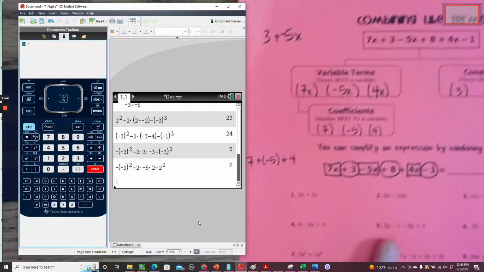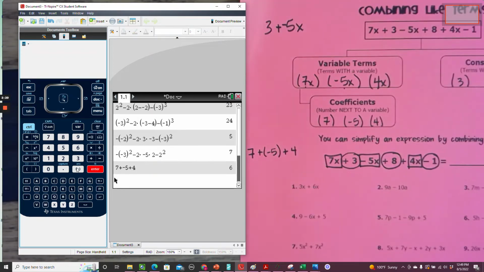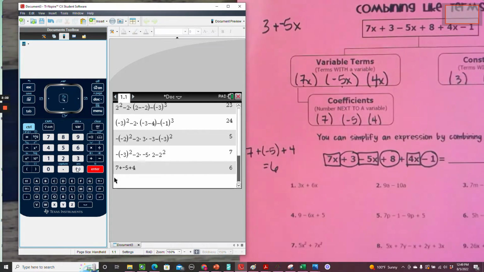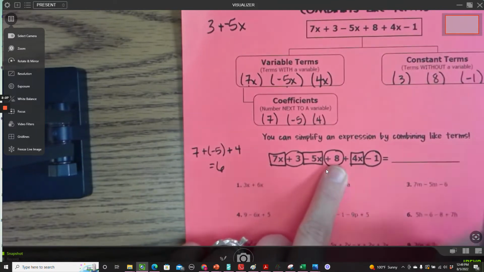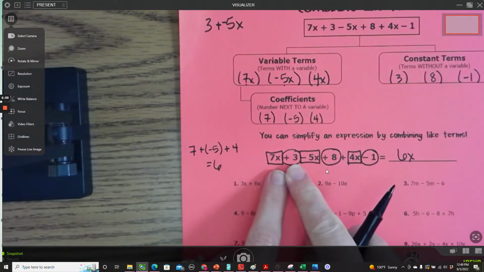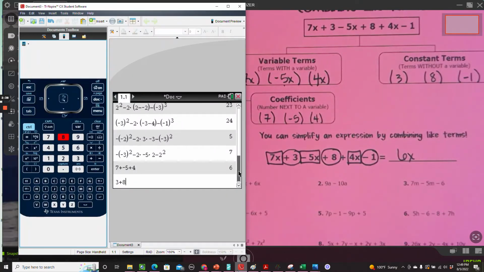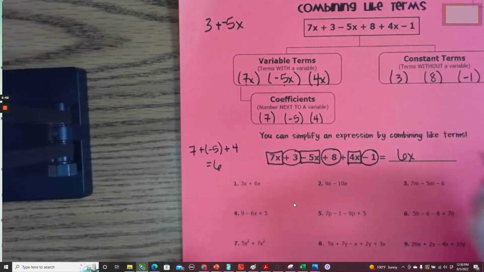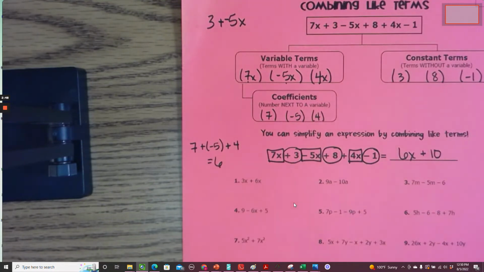You can do this in a calculator, you can do it however you want to do it. If you can do it in your head, that's fine. If not, that's okay too. So I get a 6. If I combine 7x, negative 5x, and 4x, I get a 6x. The constants, I do the same thing. I just add them up. 3 plus 8 plus negative 1, and I get a 10. If that had been a negative, it would have been minus 10.